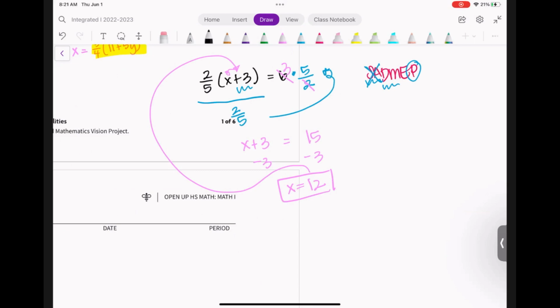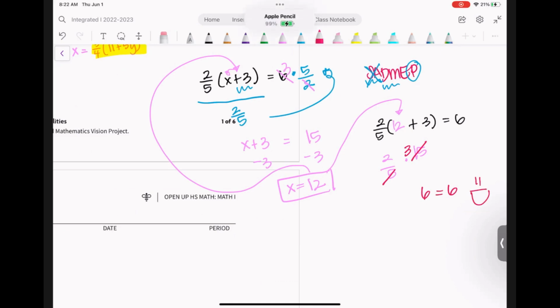So I'm going to copy everything that I see: 2/5, parentheses, leave some space for x, plus 3 equals 6. Then I'm going to put 12 in for x. So 12 plus 3 is 15, times 2/5. 15 divided by 5 is 3, and 2 times 3 is 6. Does 6 equal 6? Yes. So Miss Johnson's very excited, because I know that my answer is correct. I've checked it and verified it.